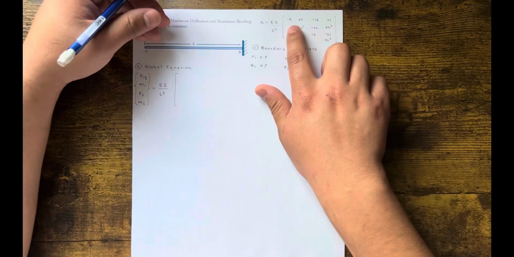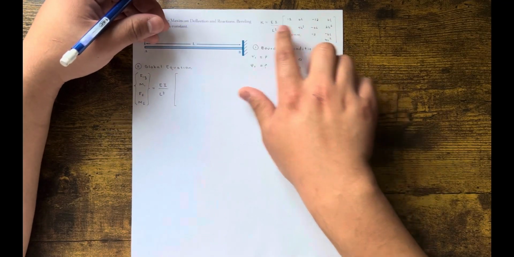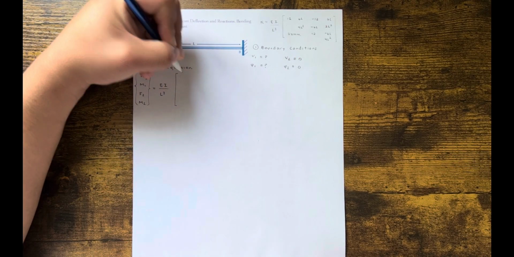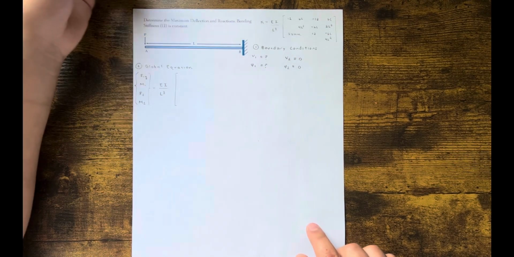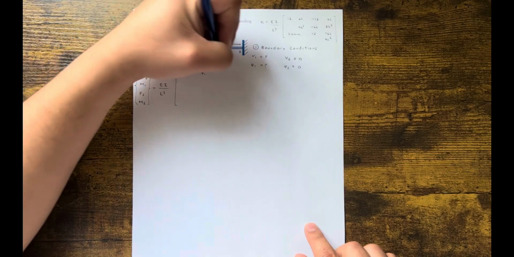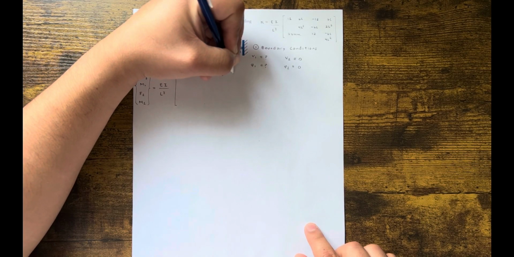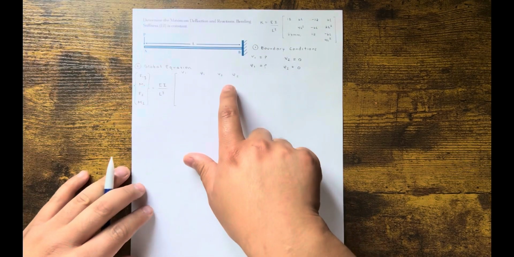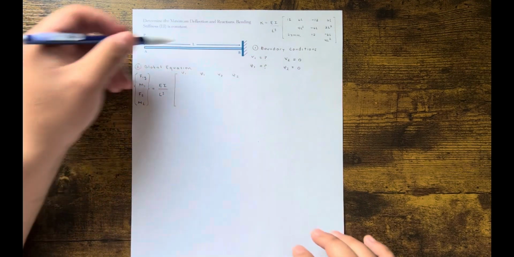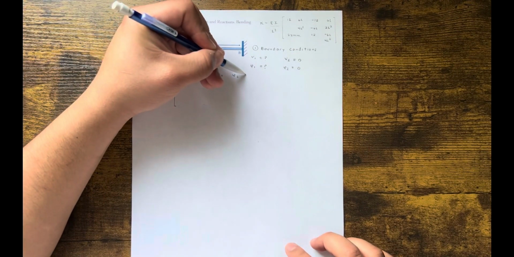So let's go ahead and put this stiffness matrix into here, right? Before I do that, let me go ahead and label it. It's V1, Phi1, V2, Phi2. And like I said, if you add more, you just keep going. V3, Phi3, depending on how many nodes you have. In this case, we only have 2, so we're good, right?